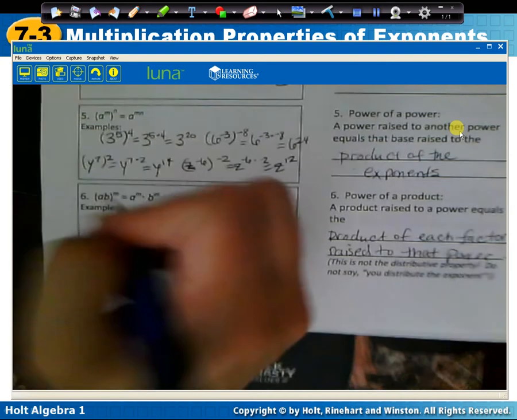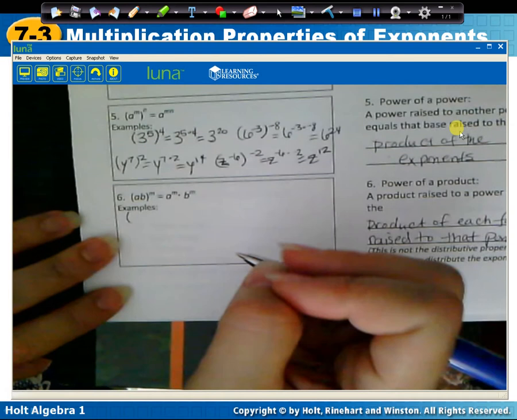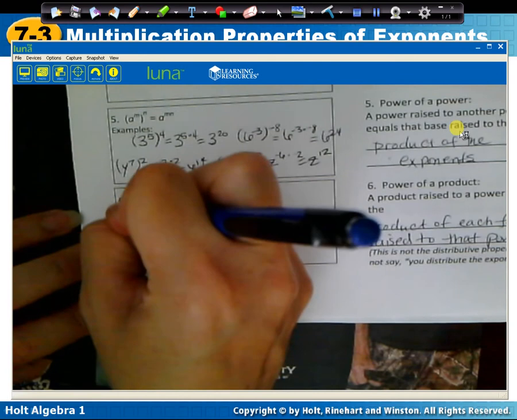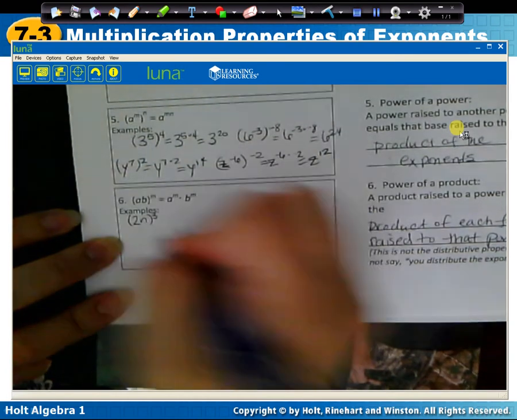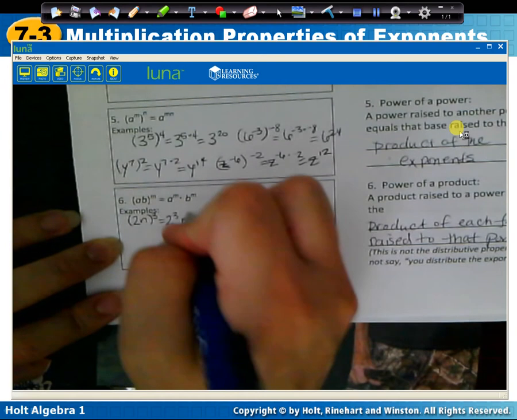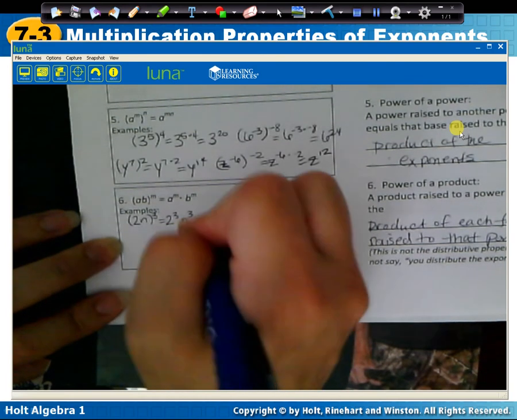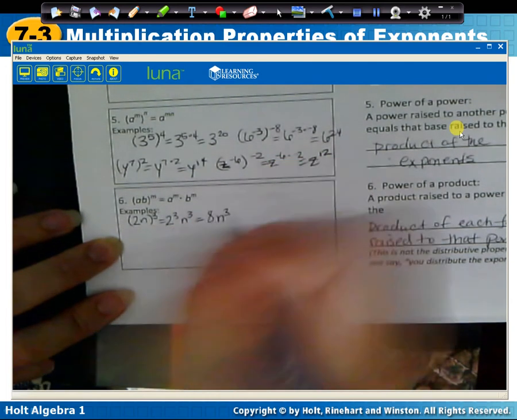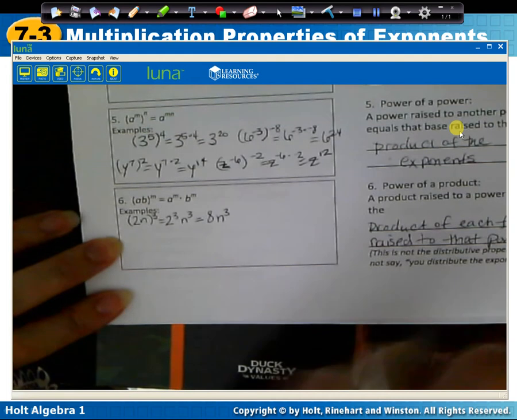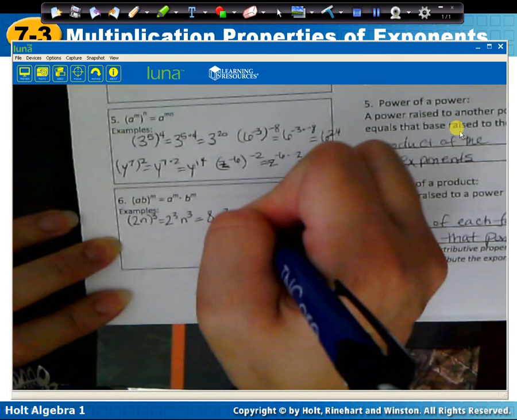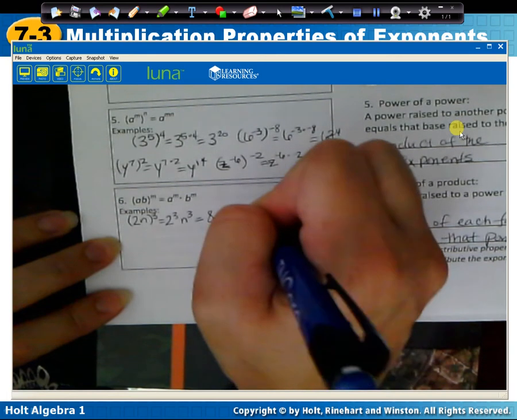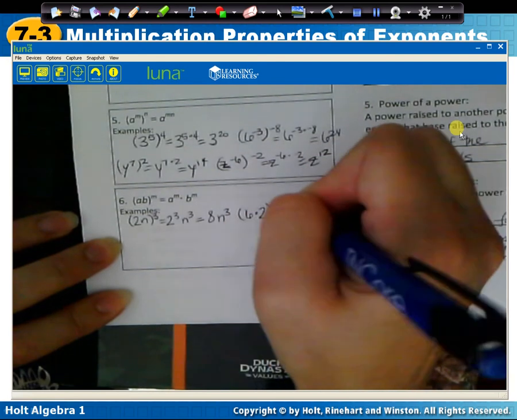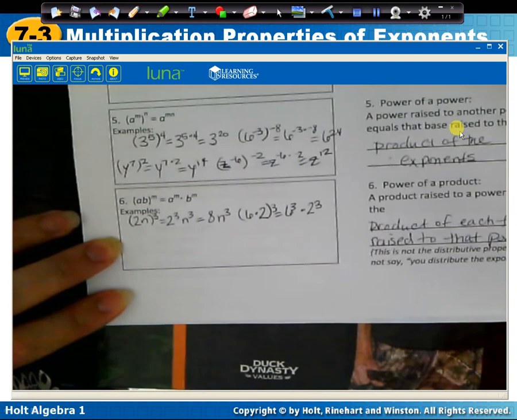Some examples of this. If I have 2n raised to the third power, that equals 2 to the 3 n to the 3. I can take that one step further and say that 2 to the third power is 8, so it equals 8 n to the 3. Here, let's look at another one. If I have 6 times 2 to the third power, that equals 6 to the third times 2 to the third. I'm not going to simplify that one out any further.